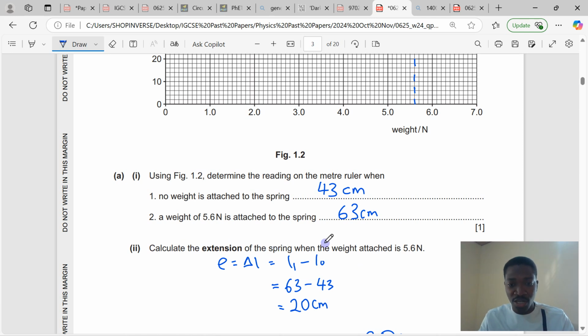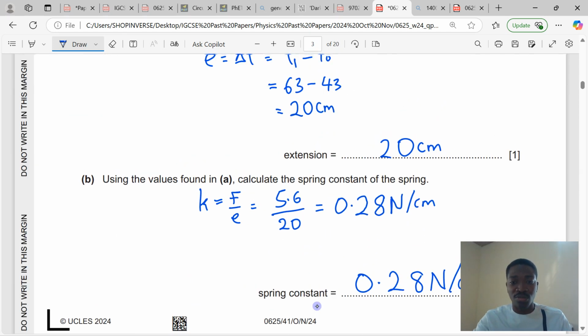Calculate the extension of the spring when the weight attached is 5.6 Newton. Well, when the weight is 5.6 Newton, this was the length, 63 centimeters. And when the weight was 0 Newton, this was the original length. So to calculate the extension, just take the length when the weight is 5.6 Newton, that length of 63 centimeters, and subtract the original length, which is the length when no load is attached. Once you take the difference, you get 20 centimeters, and that's the correct answer to that question.